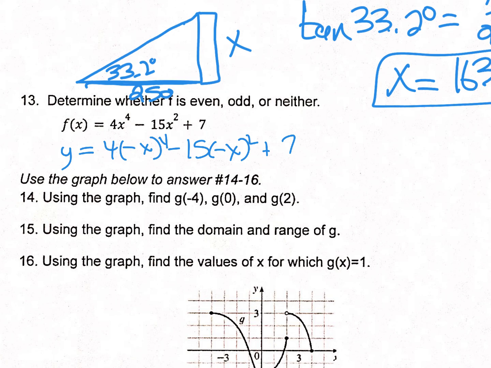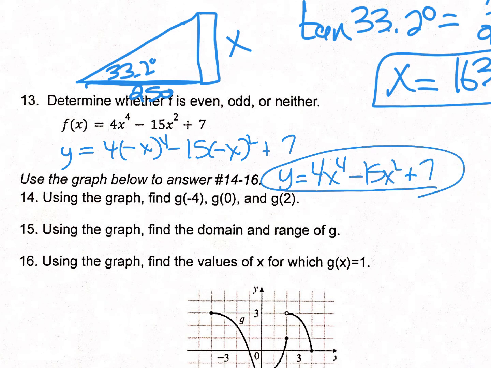Now, if you raise a negative to an even power, it changes it to positive. So that first one's going to stay positive. The second one's going to stay what it was. Third one's going to stay 7. Once you do that, you need to look at that and say, is it exactly the same as what I started with? Answer is, yeah. That means it is even. It could also be the exact opposite of what you started with. That would still be even. So either exactly the same or exact opposite, it would be even.